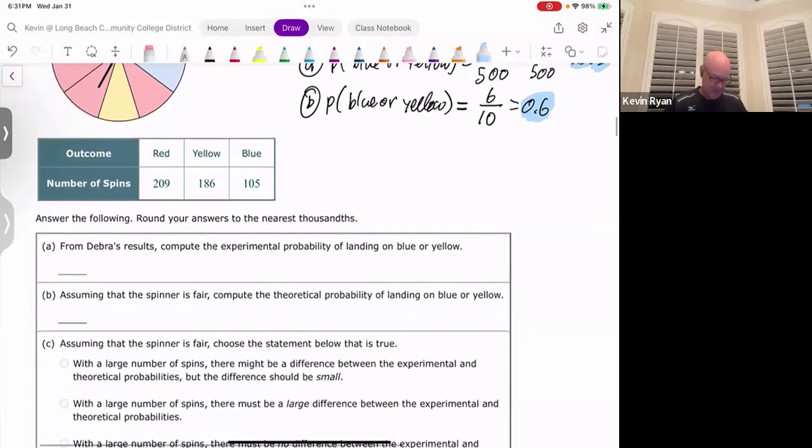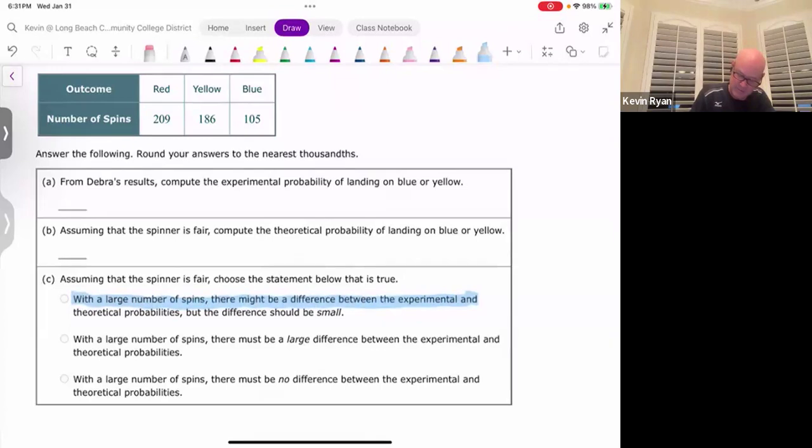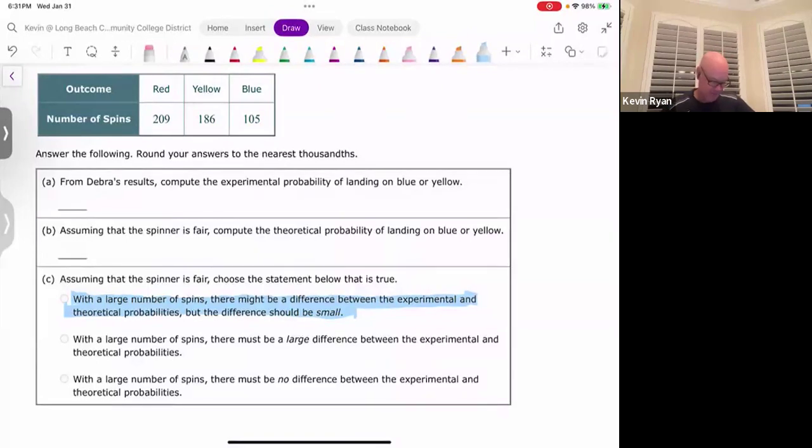In part C, assuming the spinner is fair, choose the statement below that is true. With a large number of spins, there might be a difference between the experimental and theoretical probabilities, but the difference should be small. That's exactly correct. With a large number of spins, there must be a large difference. No. With a large number of spins, there must be no difference. No, that's not true. It's definitely the first choice.